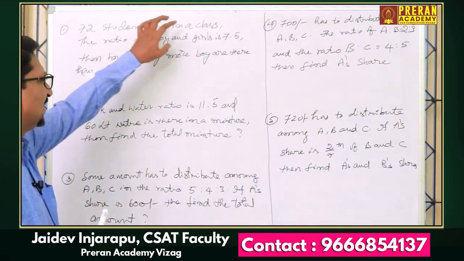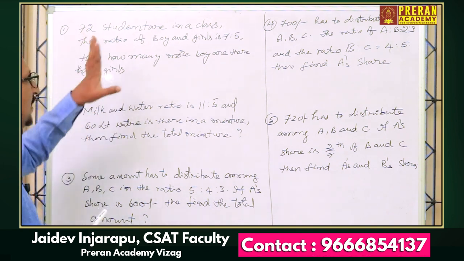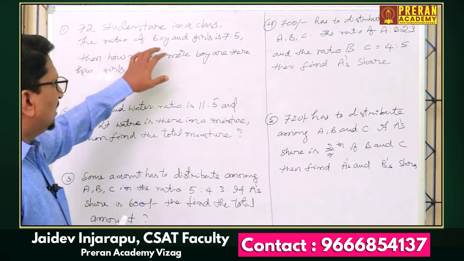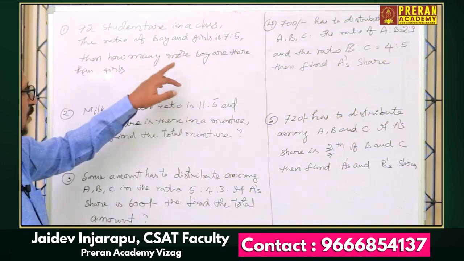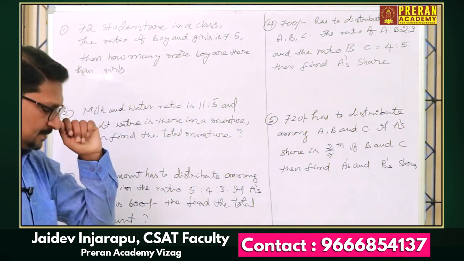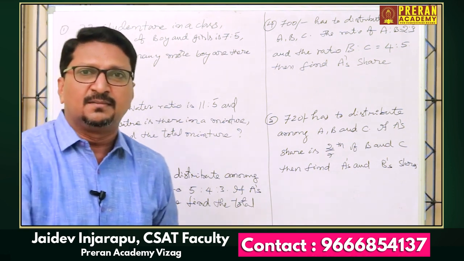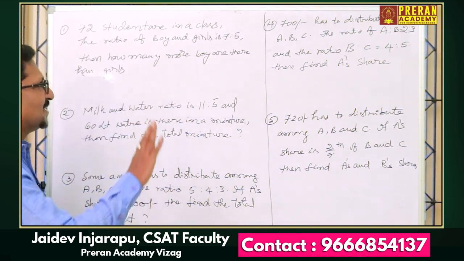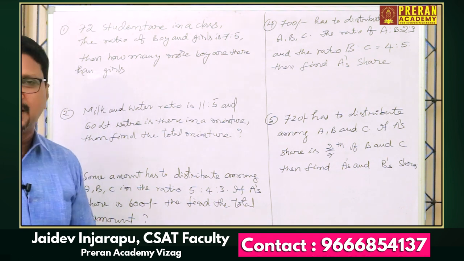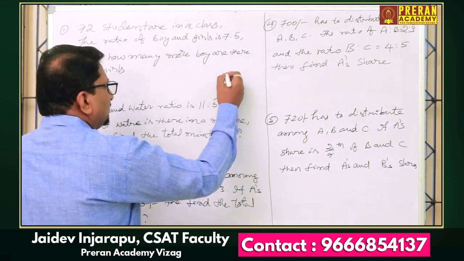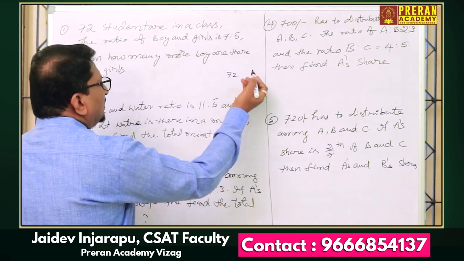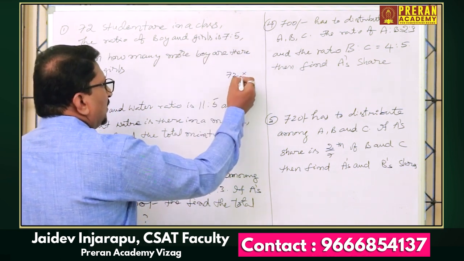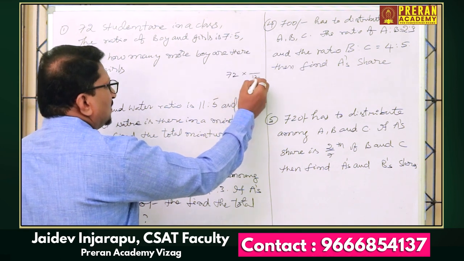72 students are there in a class. They are there in the ratio of boys and girls, 7:5. Now how many more boys are there in the class? This is an interesting question. See, how many boys are there in the class, we can calculate very easily. Total number of students 72, and boys and girls, totally 12 parts.